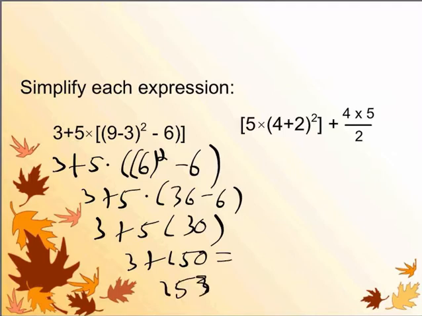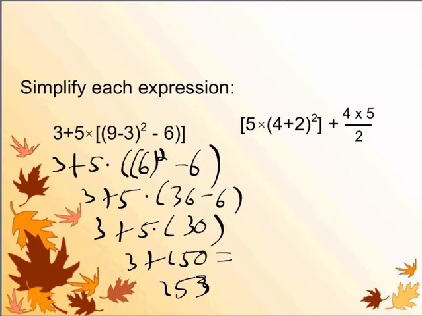Yep. So again, what we see here is we get 153. All we're doing is making sure that we are following the order of operations. So we had parentheses and then exponents to get 6 squared to 36. Finish off parentheses. And remember here, it's implied multiplication. 5 times 30 is going to give us 150 plus 3, 153.